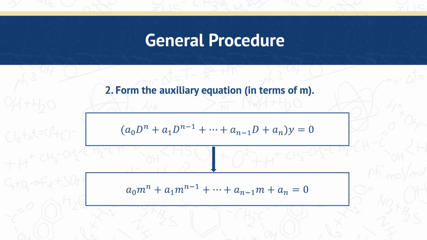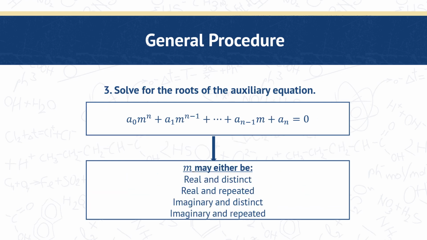The reason why we did that first step is to make it easier for us to do this second step, which is to form the auxiliary equation. Basically, you take the ODE expressed in the differential operator and replace the capital D with the letter m. Also, you can remove the y, or the dependent variable, when writing the auxiliary equation. Now, your auxiliary equation basically looks like a polynomial function in terms of m. Next, we solve for the roots of the auxiliary equation.